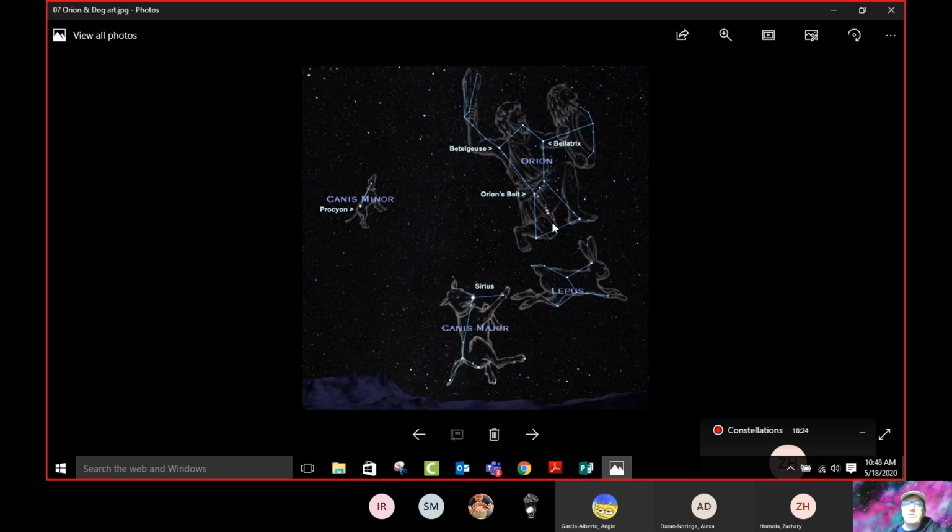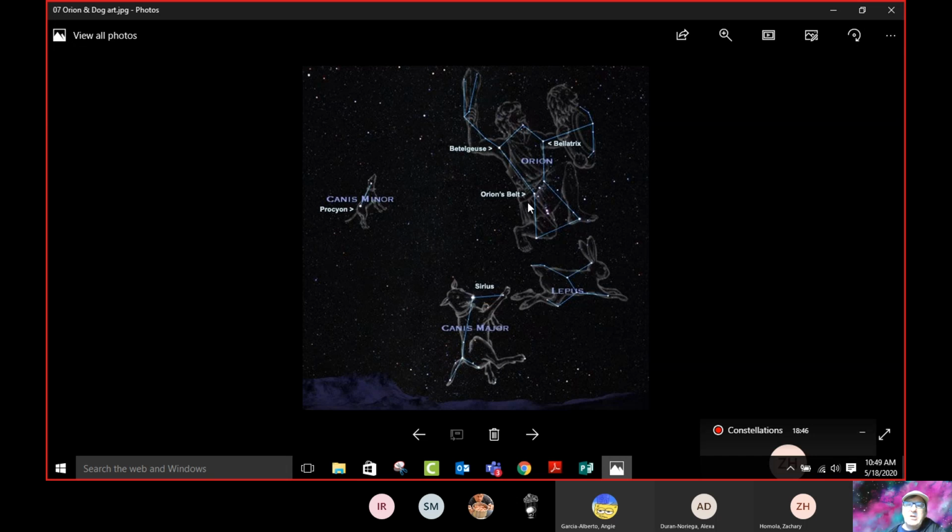So here's another view. And if you didn't finish drawing, you can just finish from this one. Here's his belt. Here's where the nebula is. Instead of standing, he's kneeling in this view. So we want to include those, and we want to include his shoulders and his head. So basically, you just need this shape on your paper.